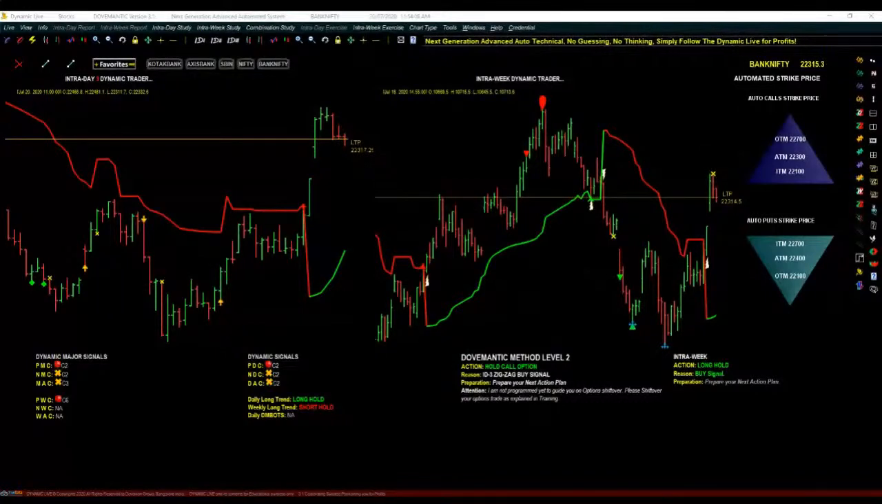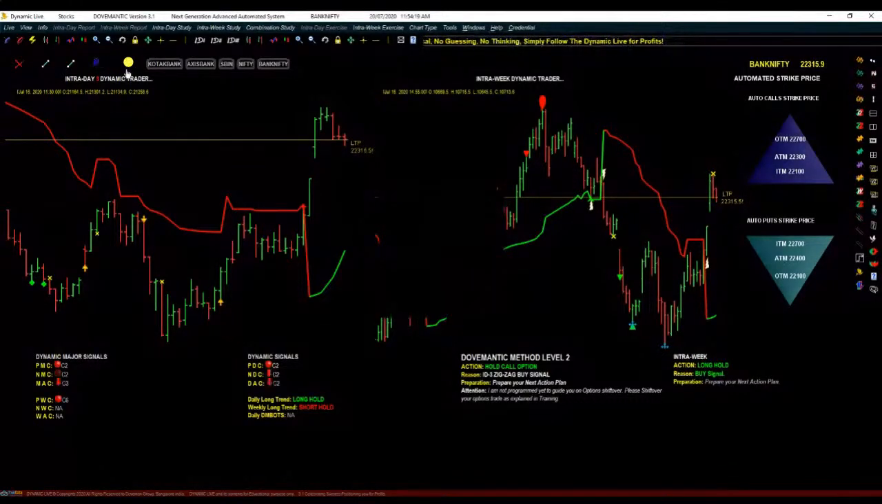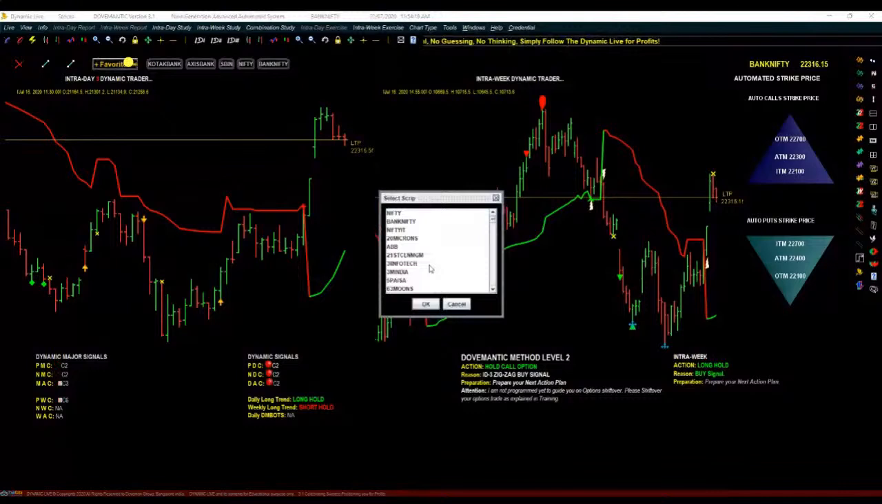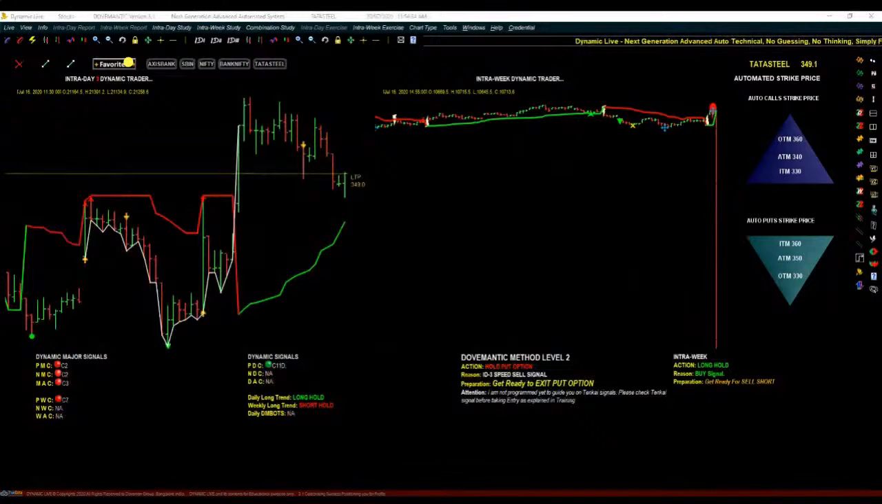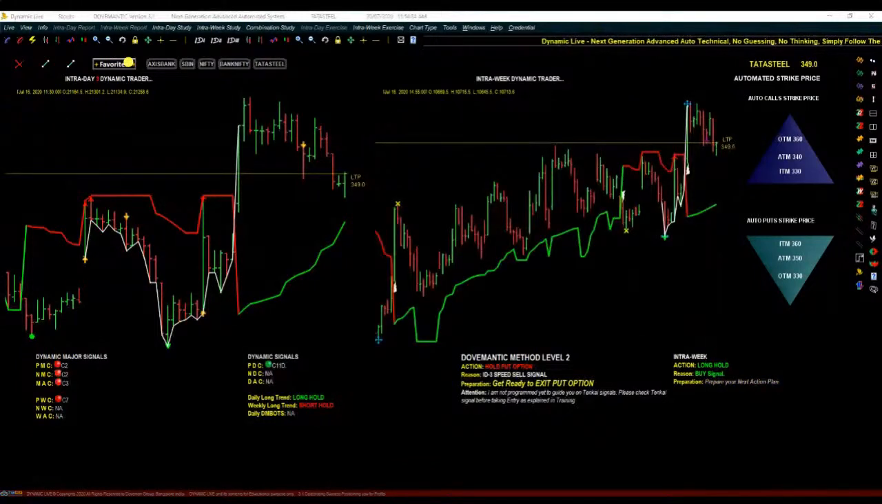Now, for the first step, for you to add any of your favorite stock or index, you just have to click on this favorites. Once you click on this favorites, a drop down will appear. You can go select any of your favorite stock. Now, as Mr. Sampath Kumar has asked for Tata Steel, let us check Tata Steel here. Now, here is Tata Steel.